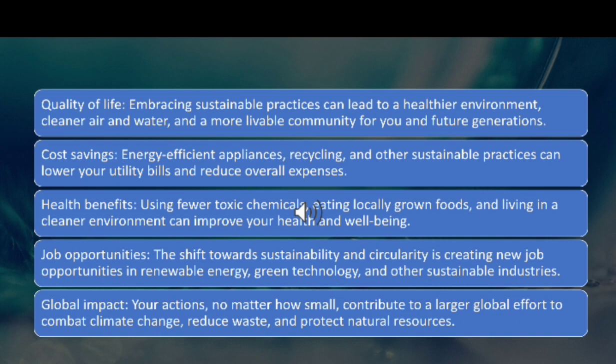Also, there's the opportunity to save cost, especially if you look at circularity, where you want to reuse things. You don't have to always throw things away, looking for funds to get new things. So that's a way to save cost. And definitely, when you improve your quality of life, like getting access to cleaner air, the health benefits cannot be far-fetched.